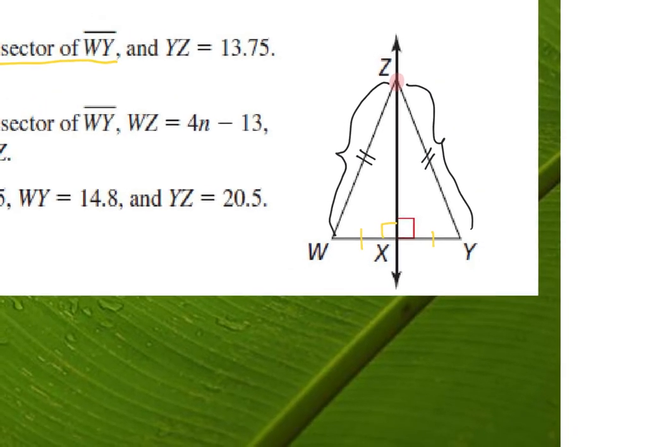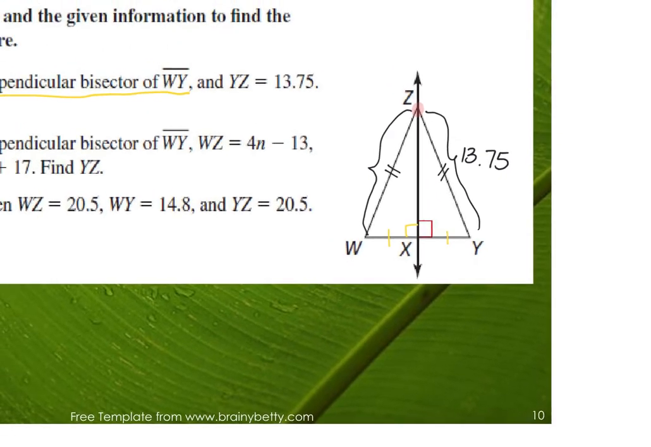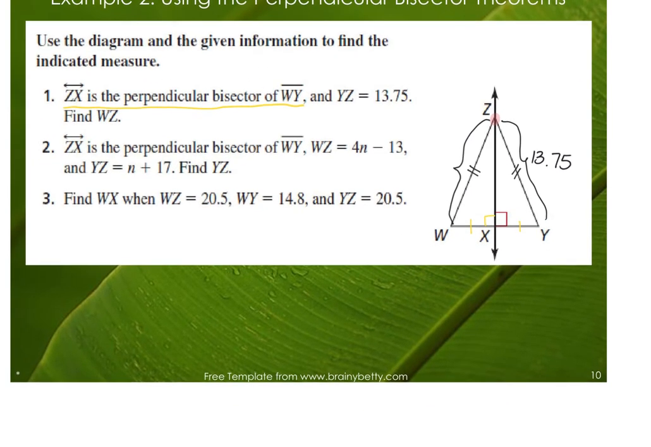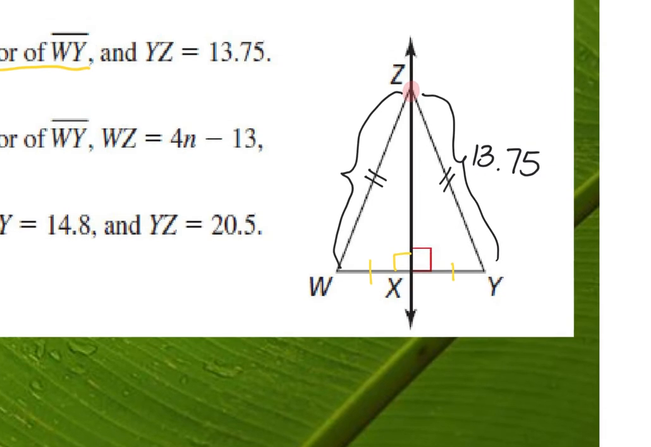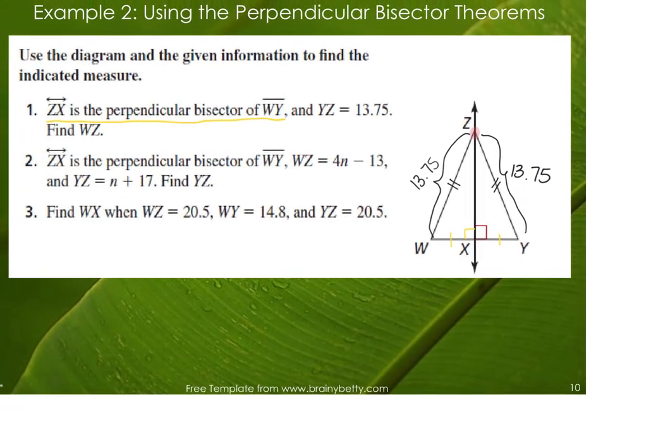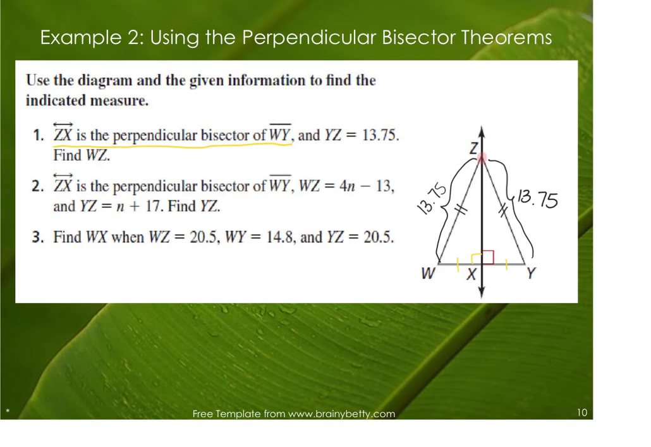It also says that YZ is 13.75. Do you guys see that? So what would WZ be? 13.75. So our answer is just 13.75. And how did we know that? They're equal, by the perpendicular bisector theorem. Yep.